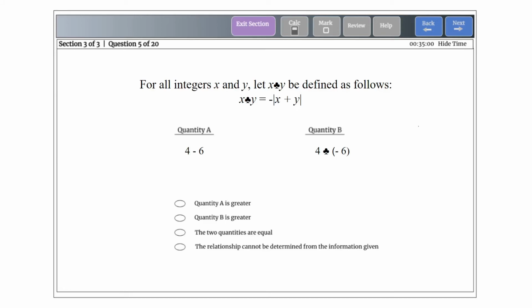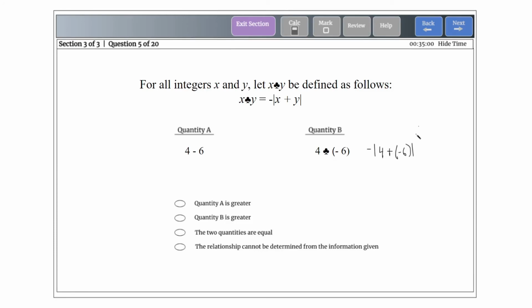So to start, at a glance, quantity A is just 4 minus 6, which is -2. Quantity B is going to be the trickier one, and that's probably where we're going to have to do most of the work. So in this case, we have 4 club -6. So if we put that into the symbol function that they've given us, it's going to look like the negative absolute value of 4 plus -6.